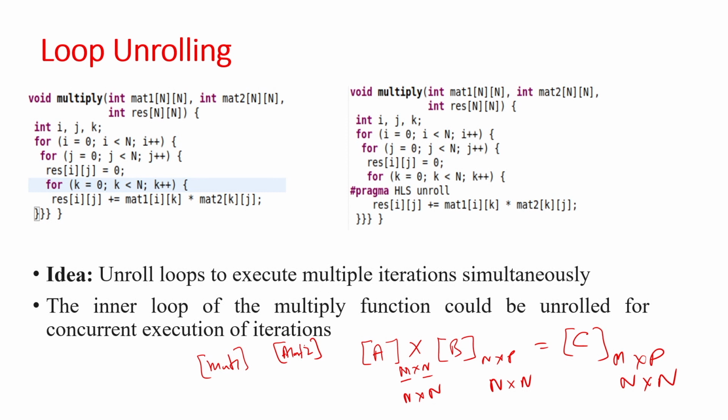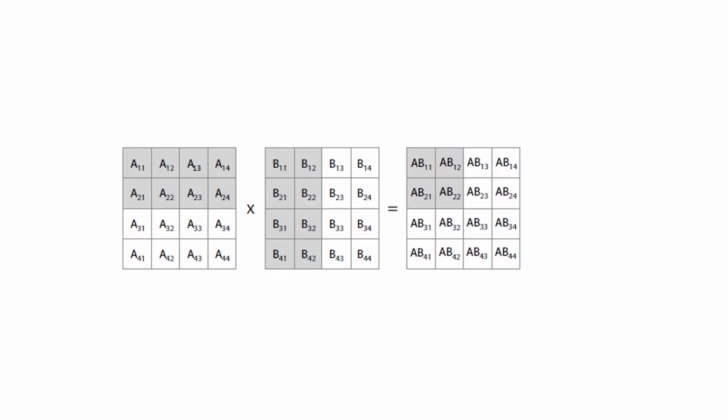Just to recap, matrix multiplication is how you calculate one element of the resultant matrix C. This is C, this is B and this is A. We take a row of array A, take a column of array B, and multiply element-wise, that means to obtain this element.